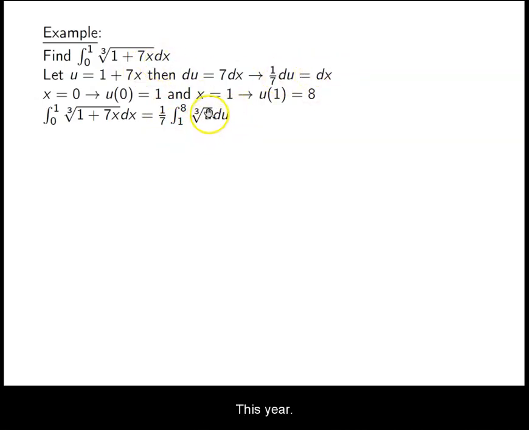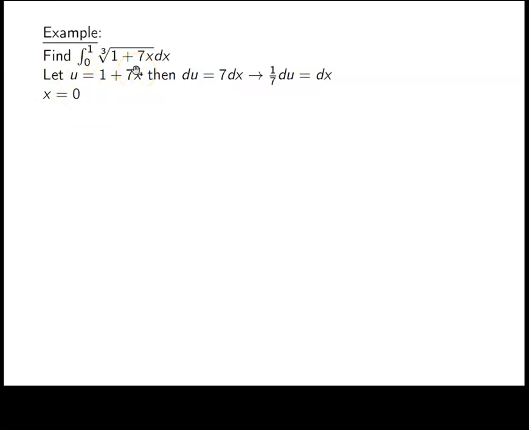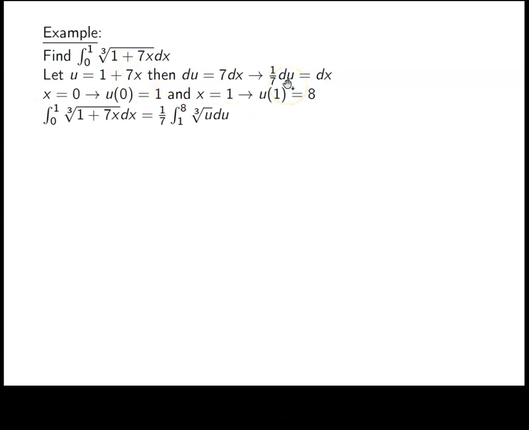This u is from this 1 plus 7x. The cube root is still there. This is a 1 instead of 0, right? Because when I plug in 0 to u, 1 plus 0 is 1. When I plug in 1, I get 1 plus 7 times 1, or 8. Right, so this is my integral. This is a lot easier to integrate than this is, because I can't actually integrate this.